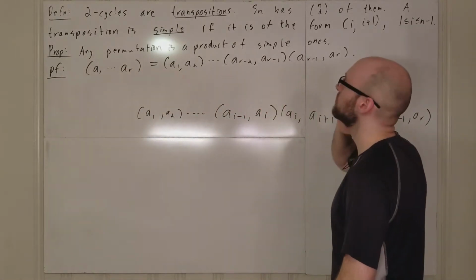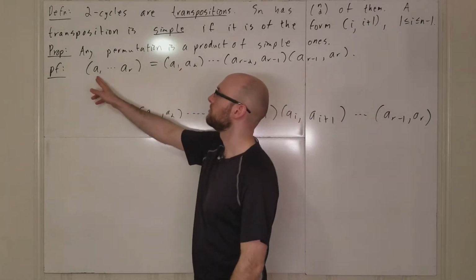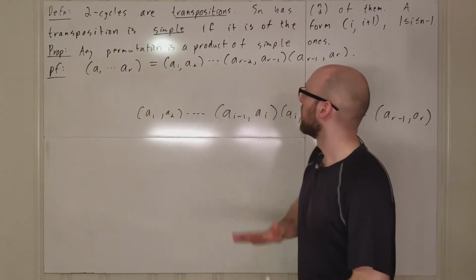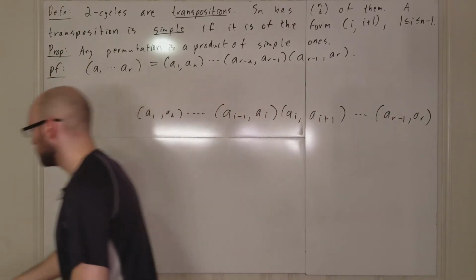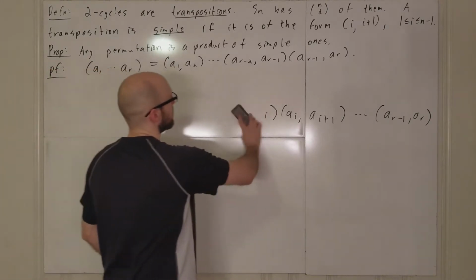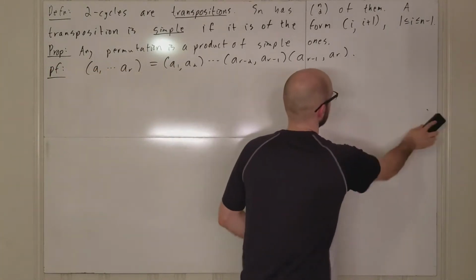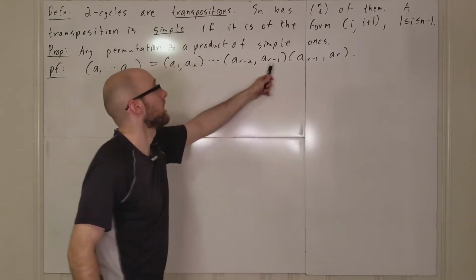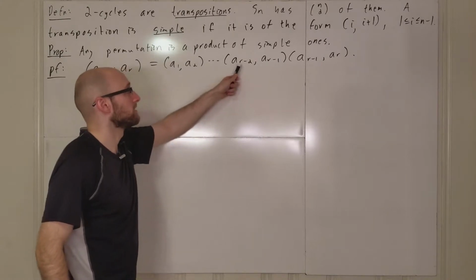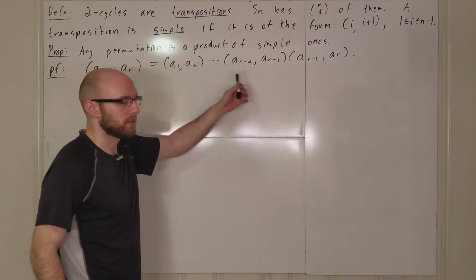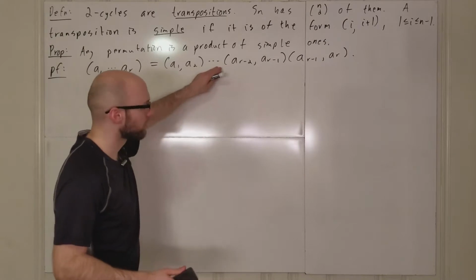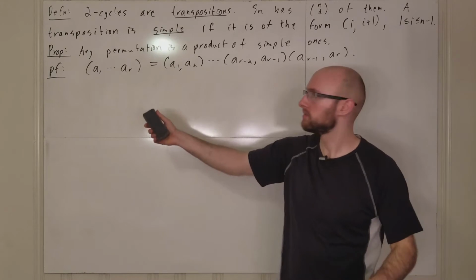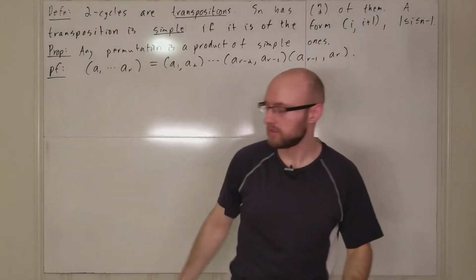Now, if we have I between 1 and R minus 1, then these two agree on where they send AI. What about AR? Well, we can just look at it. This is going to send AR to AR minus 1, and then this is going to send AR minus 1 to AR minus 2, and it's going to get changed for every single thing here. It's going to go down 1 until you get to A1, which is that. So we're good.